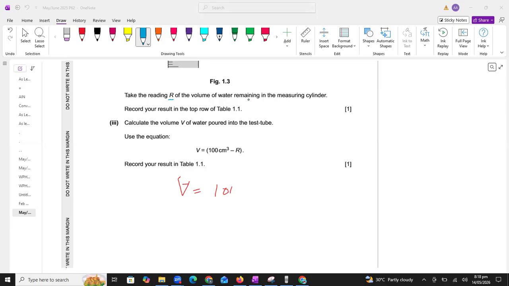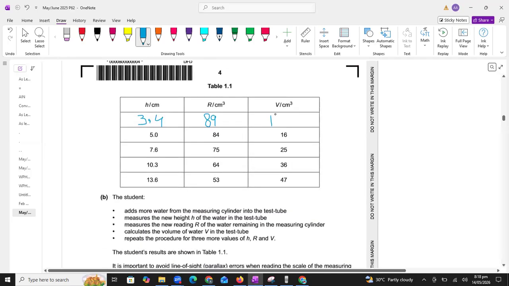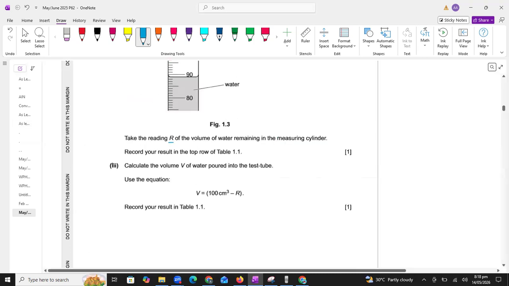So 100 minus 89, what will we get? We will get 11 centimeter cube. 11 centimeter cube is the volume of water which we have poured in the test tube. So, students, I will simply put the volume of water in this table, that is 11 centimeter cube. Now we have completed the table. All right. Now, students, we have done part 3.